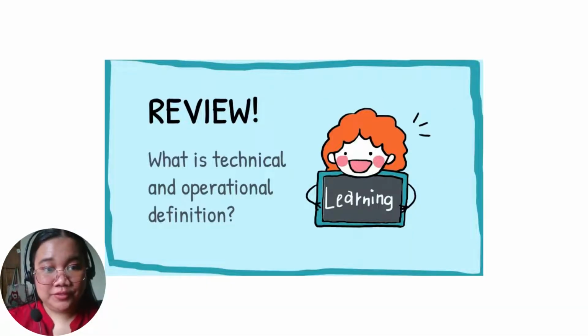So let's have a review first. Last time we discussed what technical and operational definition is, right? So what is technical and operational definition, if you still can remember it? When we say technical definition, it is used to introduce the vocabulary that makes the communication in a particular field concise and clear. While operational definition defines how a word or phrase is used when it is applied in a specific context.